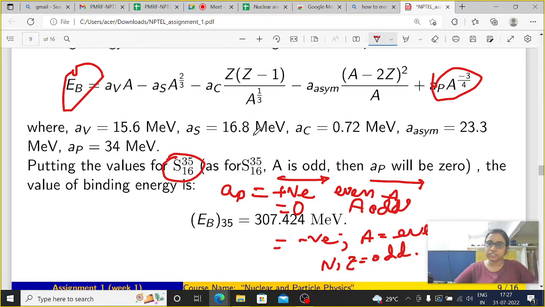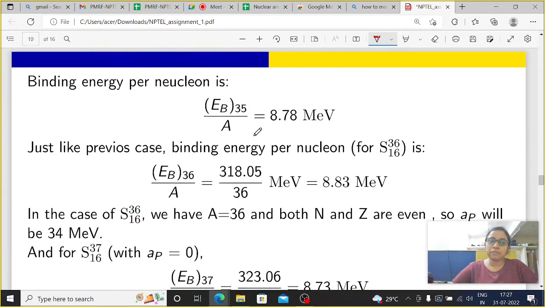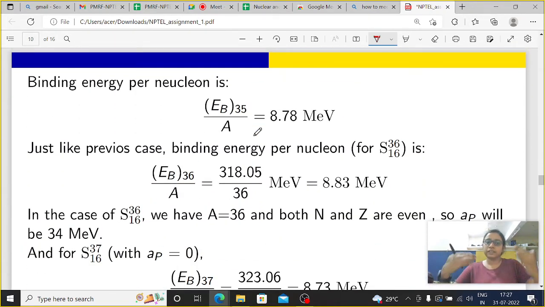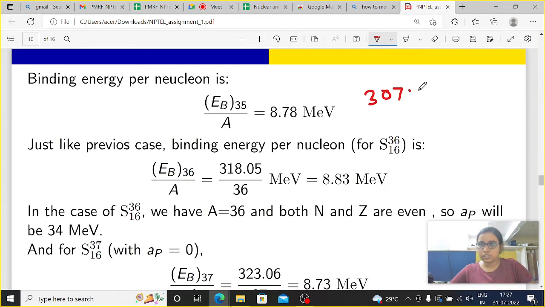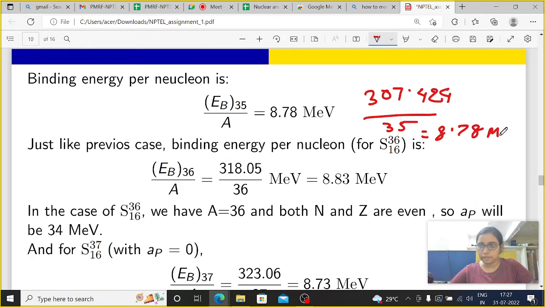So now come to the binding energy per nucleon. Binding energy per nucleon means here A is 35, that means the number of nucleons is 35, so the binding energy per nucleon will be the binding energy divided by 35. After calculating this, we have 307.424 divided by 35, which is nothing but 8.78 MeV. So this is the value of binding energy per nucleon.